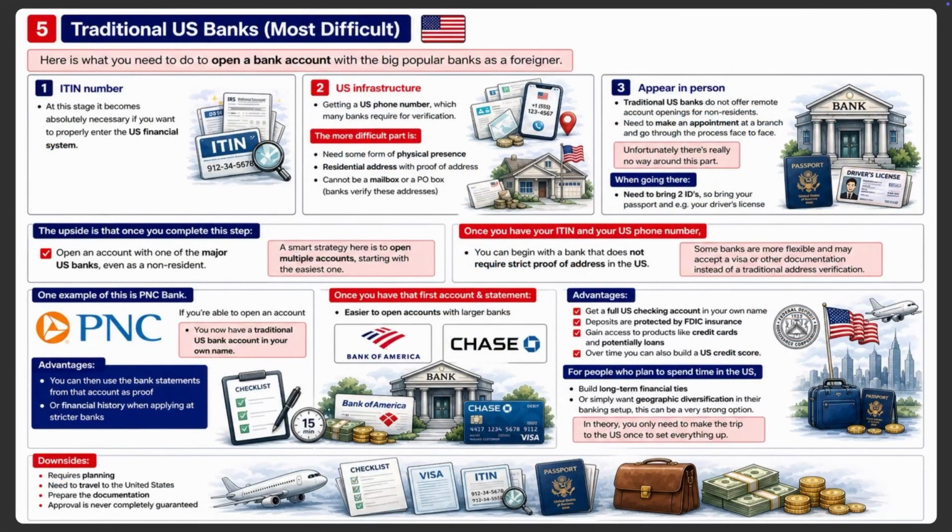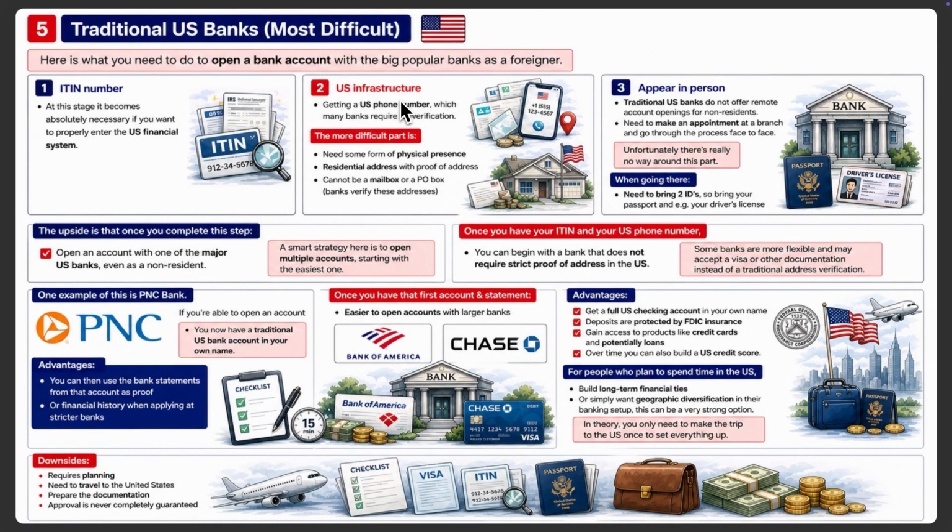The fifth and most complete method is opening an account with a traditional US bank, such as Chase, Bank of America, Wells Fargo, Citibank, or similar institutions. This is the route you take if you want to build a US credit score and eventually qualify for US credit cards. This method requires the most preparation. First, you need an ITIN. At this level, it becomes almost essential because you are properly entering the US banking and credit system.